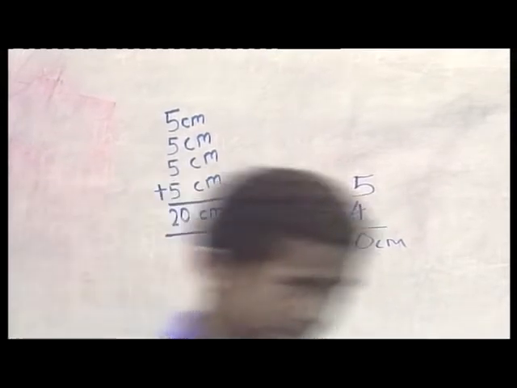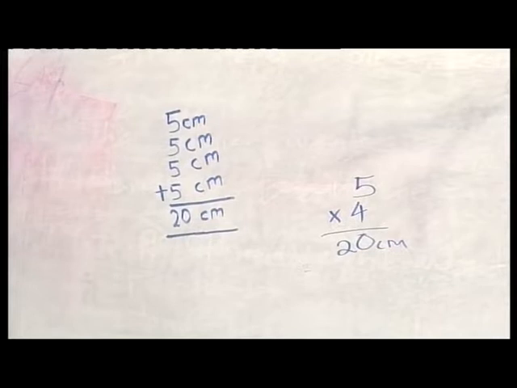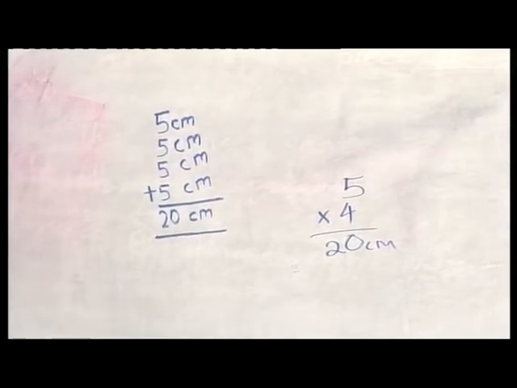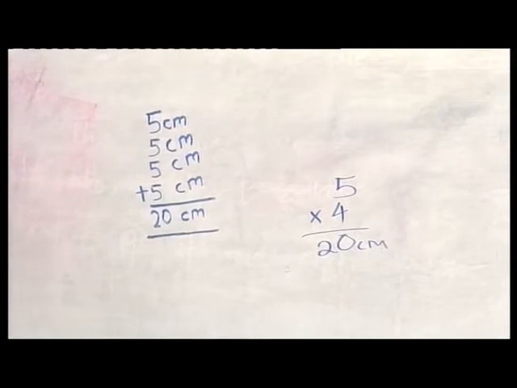Okay, 5 times 4 is equals to 20. Good. I can still see students putting their hands up. Okay, let's have Lorraine.